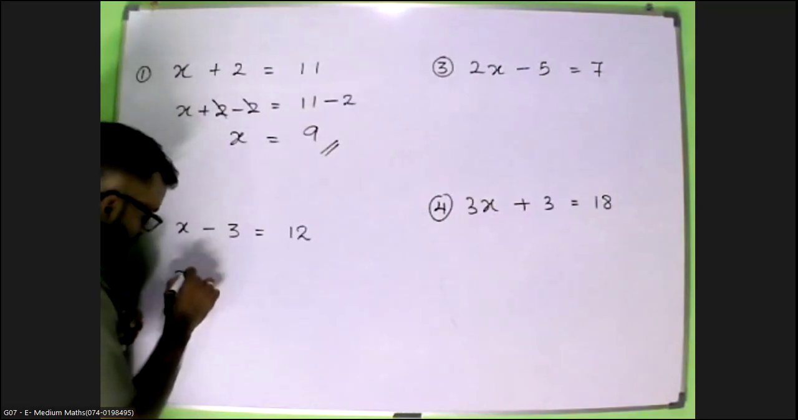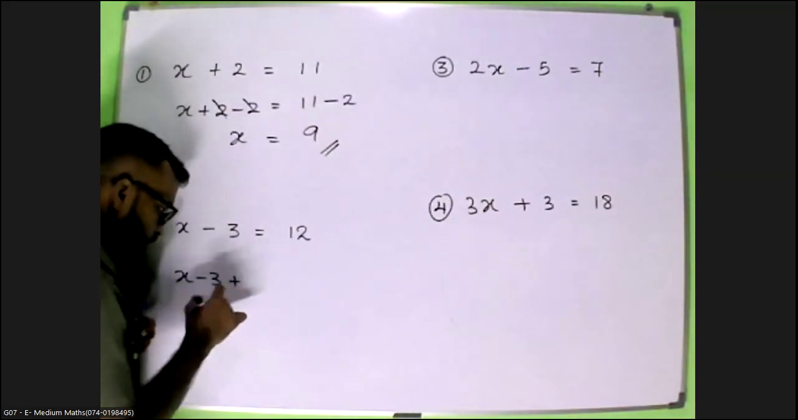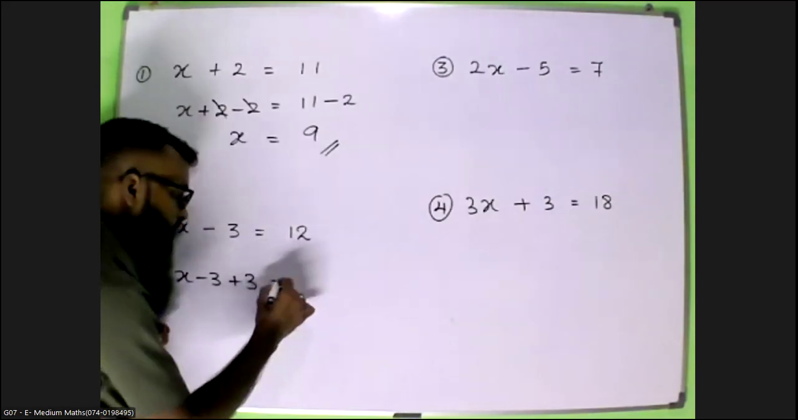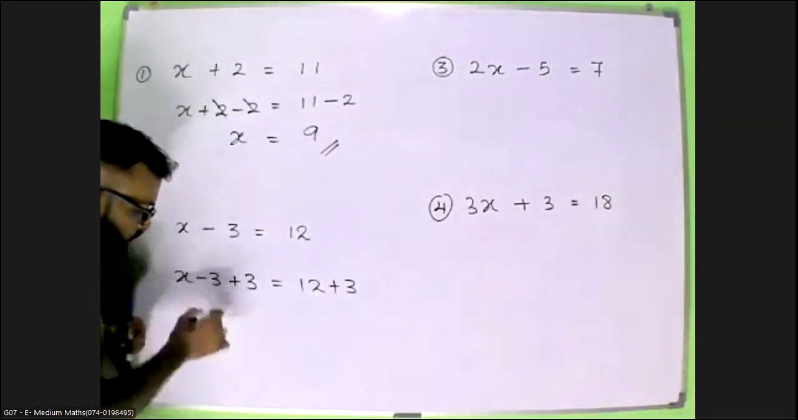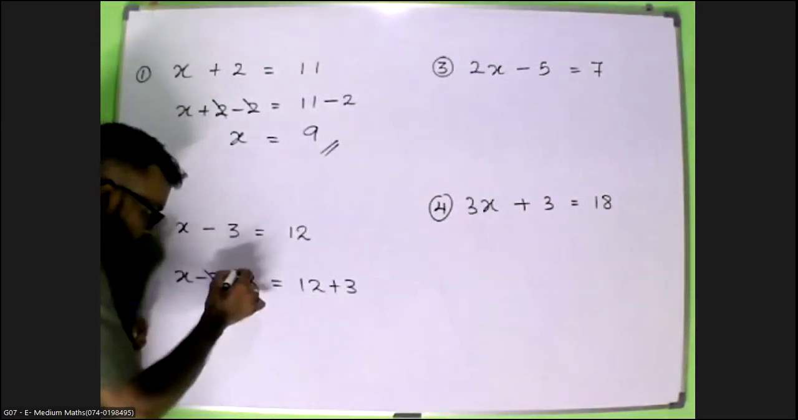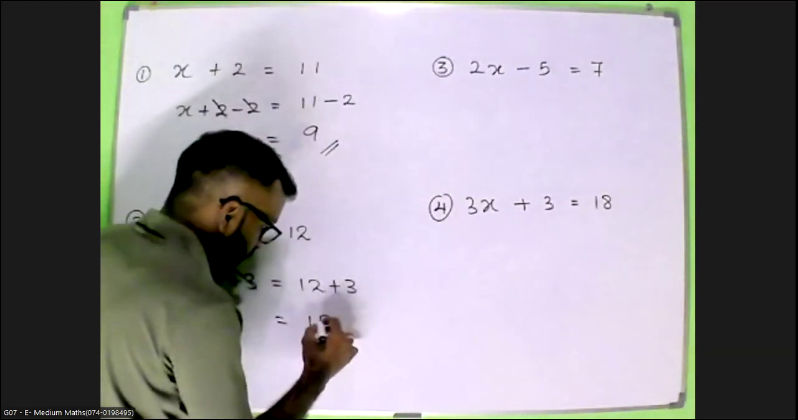x minus 3 equals 12. What is the opposite of minus? It is positive, and I am going to add 3 to both sides. Positive 3. Cancel out. So x equals 12 plus 3, 15.